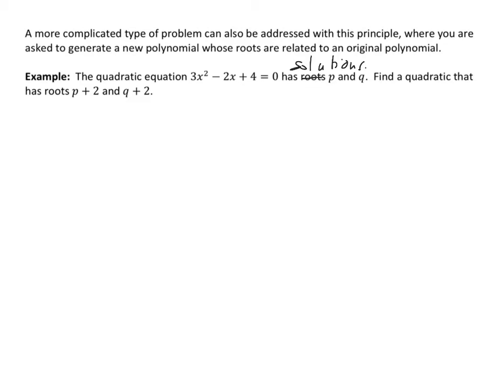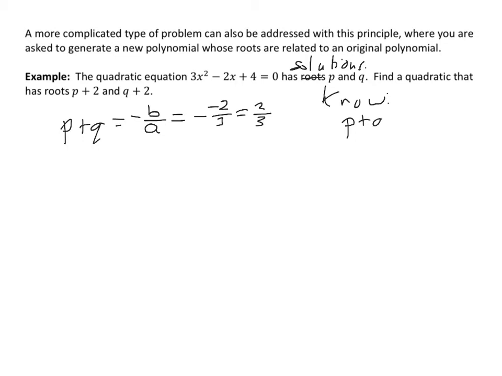Okay? And so using what we learned before, this means that the sum of my roots, p plus q, what's that supposed to be equal to? Well, the sum of my roots is supposed to be equal to negative b over a. So in our specific case, this means negative negative 2 over 3, which means 2/3. So we know in this problem that p plus q is 2/3.